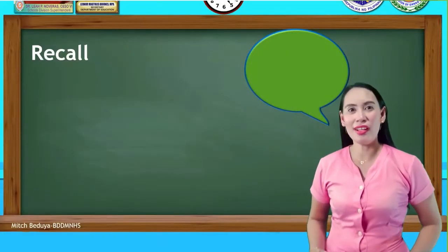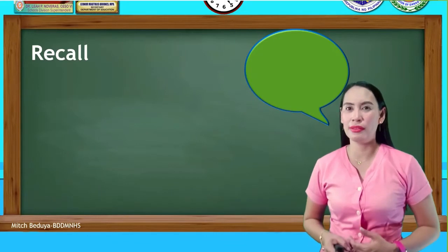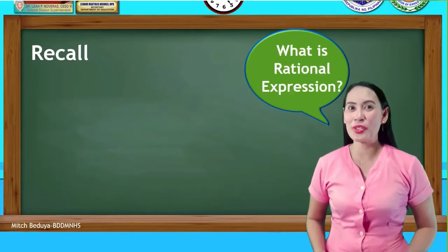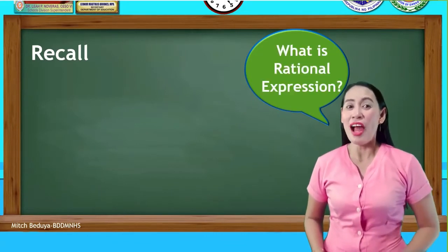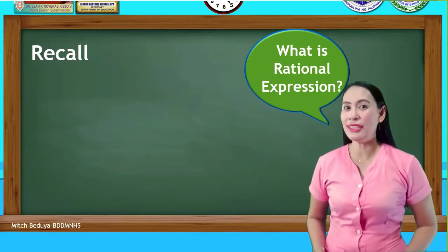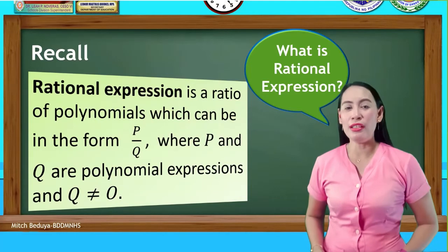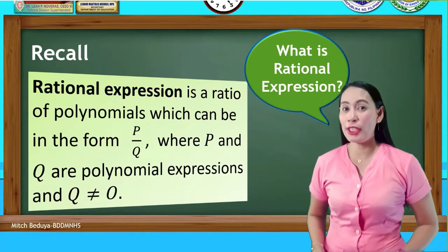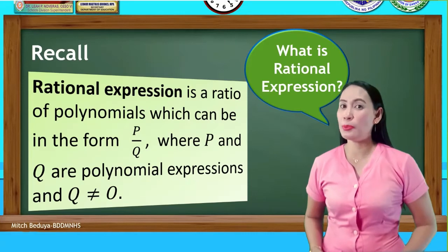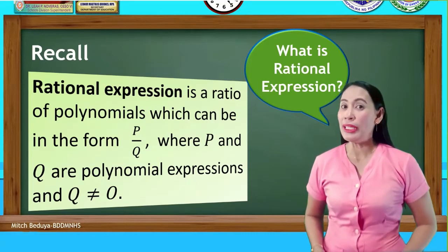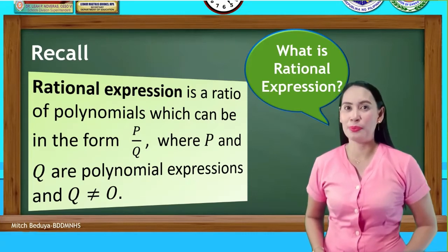Let us now recall the rational expression. So what is a rational expression? A rational expression is a ratio of polynomials which can be in the form of P over Q, where P and Q are polynomial expressions and Q is not equal to 0.